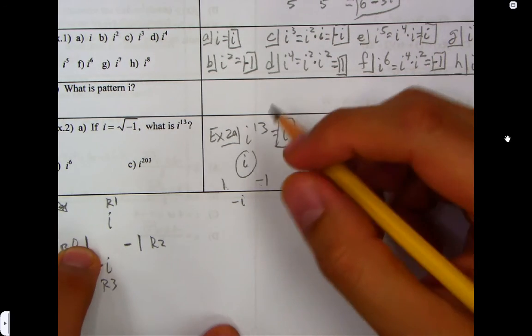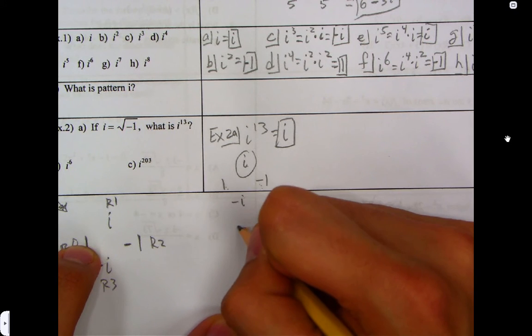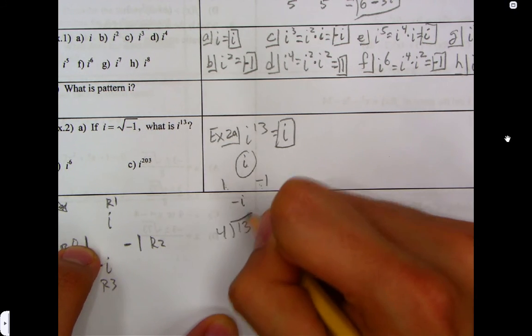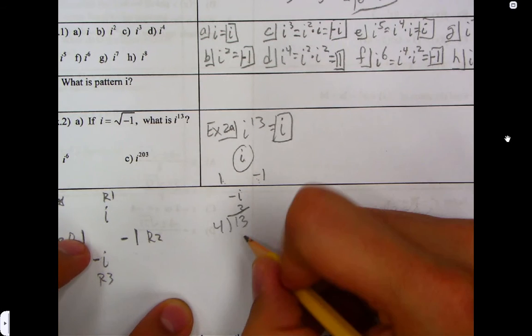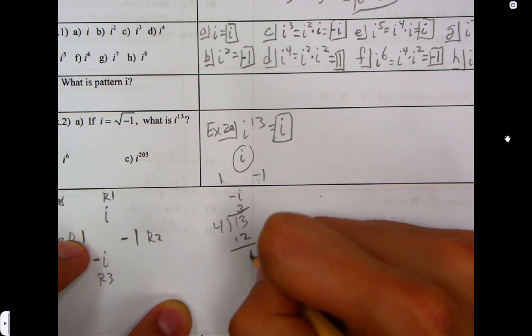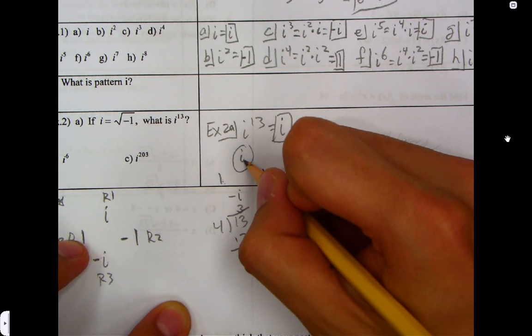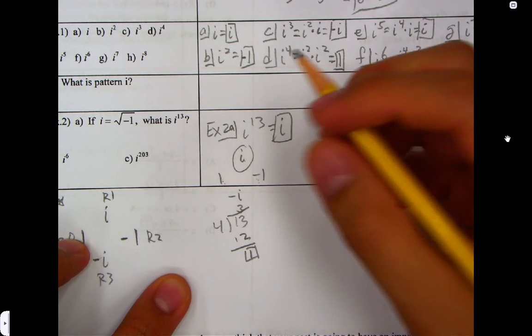Okay. Another way to do this, since it repeats after every 4, you would just take 13. 4 goes into 13 3 times. 4 times 3 is 12. And you have a remainder of 1. And you just count once. So here's 1. So I to the 13th is still I.